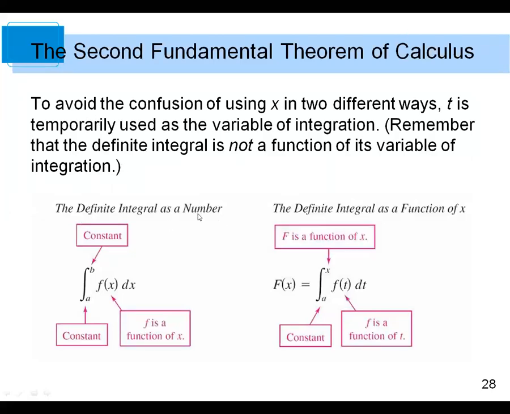So a definite integral as a number, you have the definite integral from a to b of f of x dx. The definite integral as a function, you do the definite integral from a to x of f of t dt. Because remember, to do a definite integral in general, you take the antiderivative, plug in the upper and lower limit, and subtract. Well, here, the upper limit is considered a variable x. So if you're plugging x into x, that might get a little bit confusing. So we define the function in terms of t, anti-differentiate it with respect to t, and then plug in x and a and subtract. Remember that the definite integral is not a function of its variable of integration.